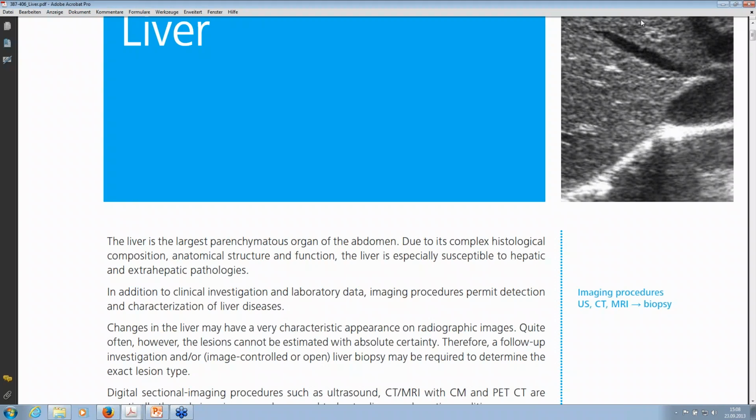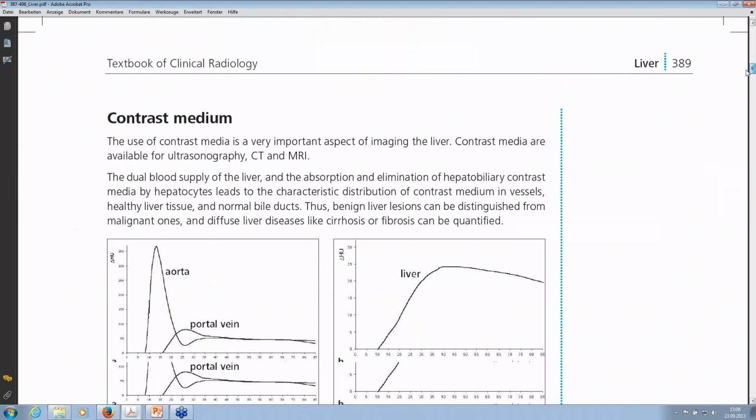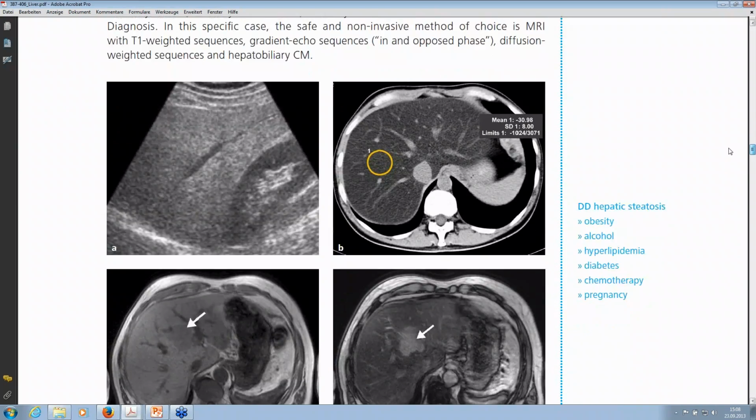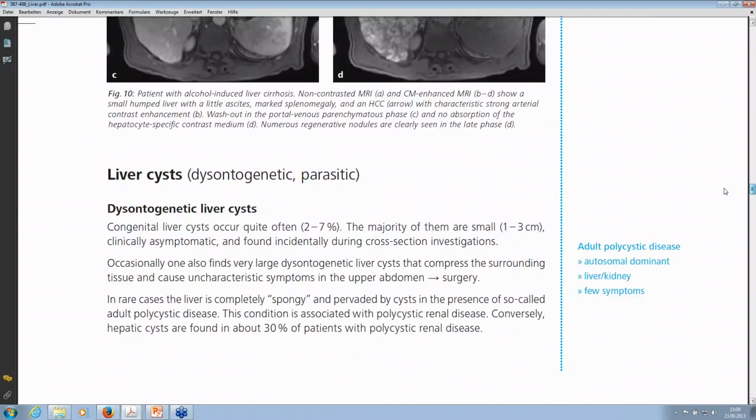You can see the central scar best with MRI, especially if you use a liver-specific contrast agent. At the beginning you see no enhancement of the central scar, but then in late phase imaging you can see enhancement, and then it's easier to delineate this typically central scar. But in ultrasound, of course, often you cannot clearly depict it.